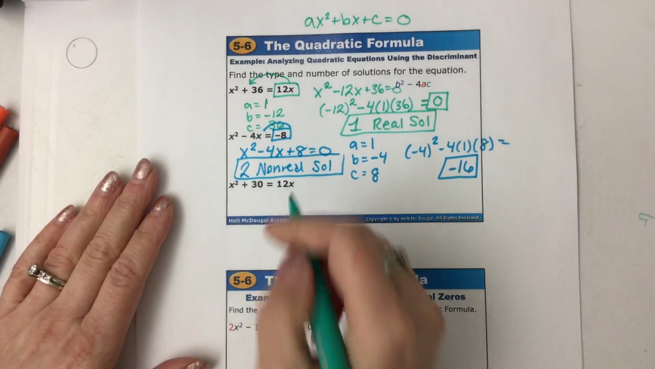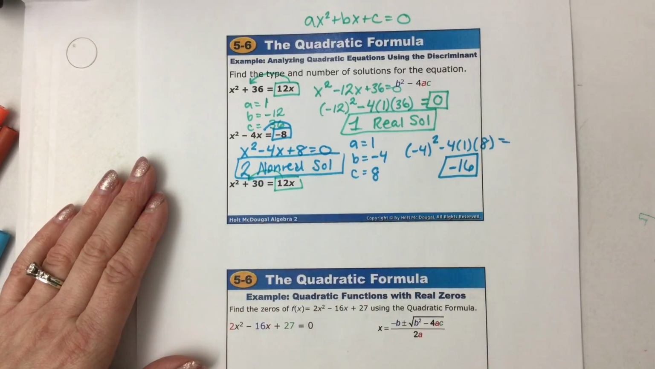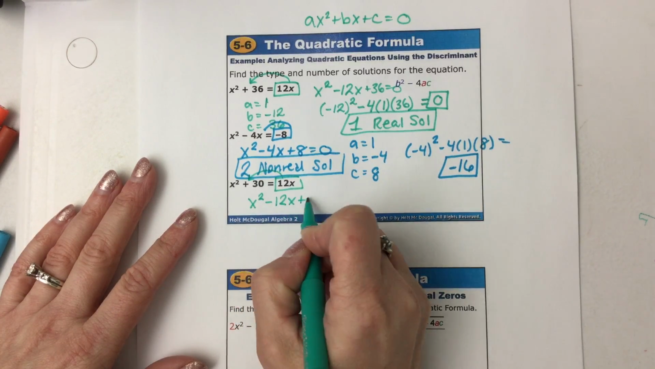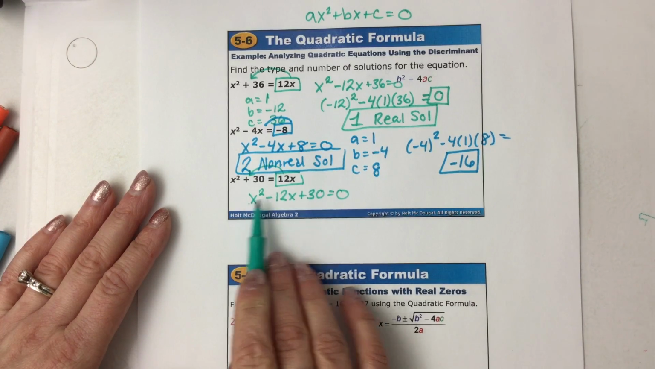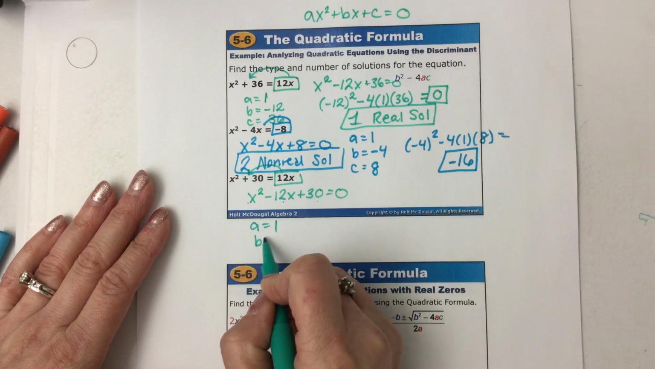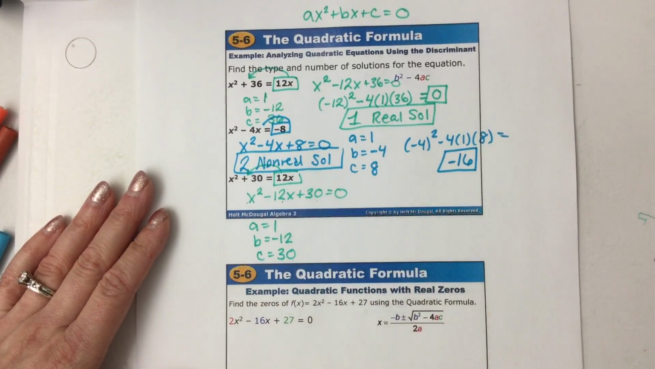Last one like this. I need to first get it set equal to 0, so I have to minus that 12x over. X squared minus 12x plus 30 equals 0. Again, make sure it's in the right order: 2x's, 1x's, no x's. A is the number in front of the squared term. B is the number in front of x. C is the number at the end.